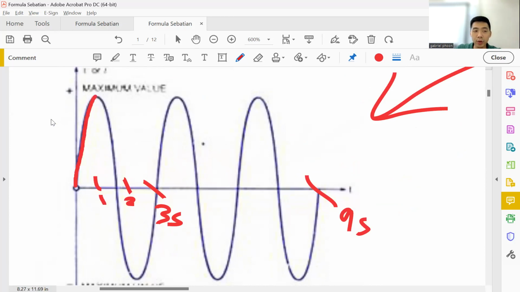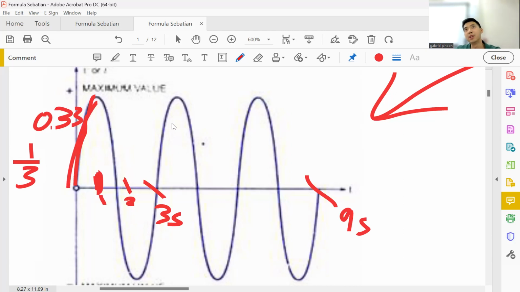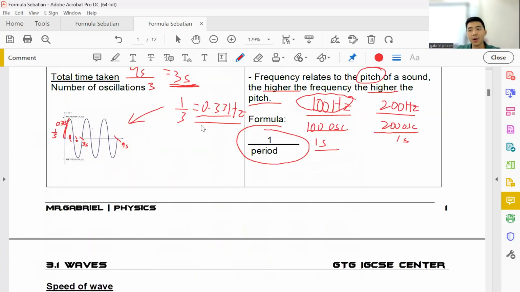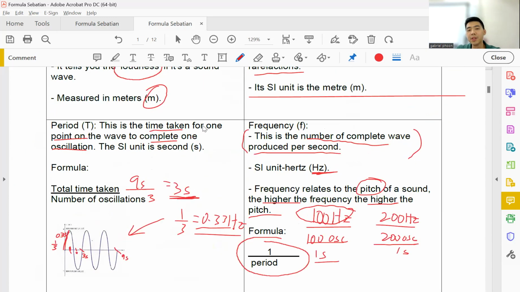This one here is only 0.33. No wonder my writing is so ugly. It always auto corrects. You see that? 0.33 hertz or 1/3 of the wave only. So if I say I have 0.33 hertz, it means in 1 second, I can only complete 1/3 of the oscillation. You understand? Makes sense? Okay. Please copy everything down.